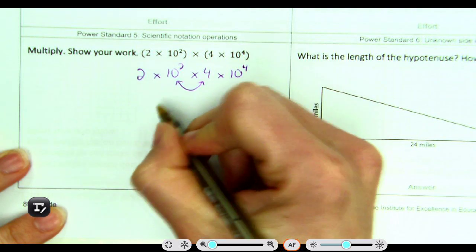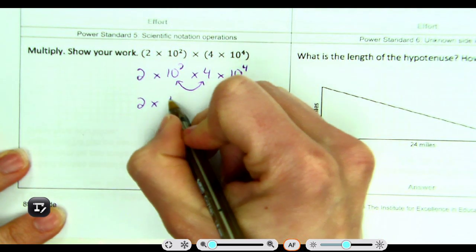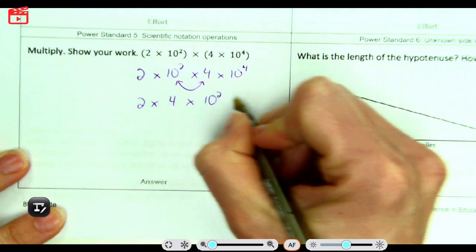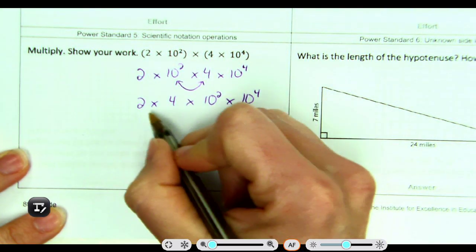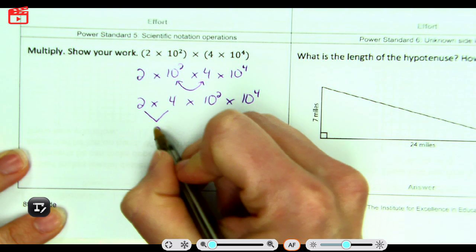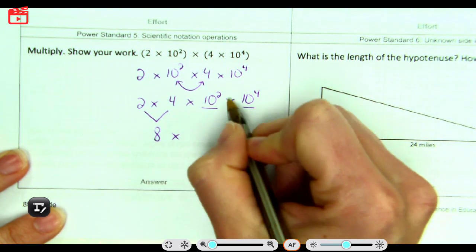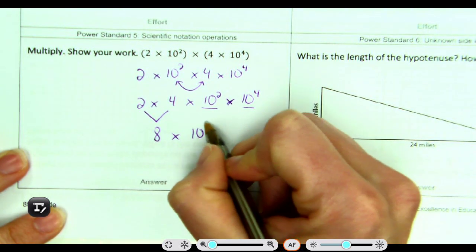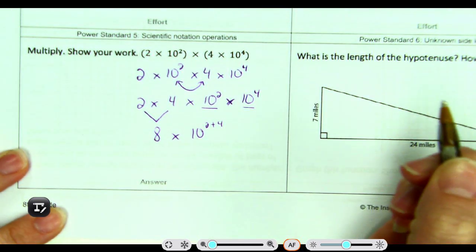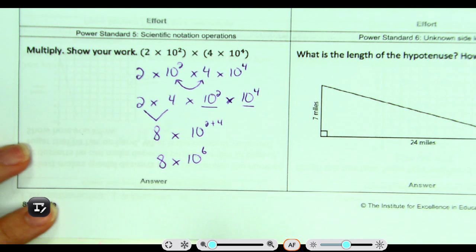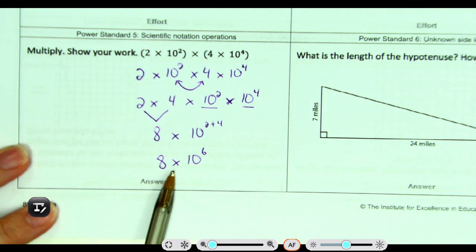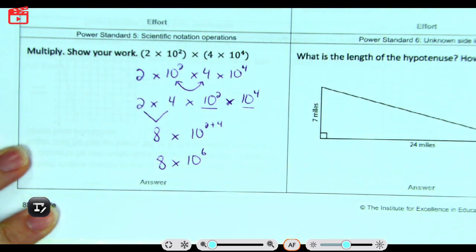Again, probably adding steps that you might not do, because you know that we can multiply in any order. So I'm going to start with this 2 times 4 here. 2 times 4 is 8 times same base multiplying using our exponent rules. I add the exponents. So I get 8 times 10 to the 6th. And because we started in scientific notation, I'm going to leave my answer in scientific notation.